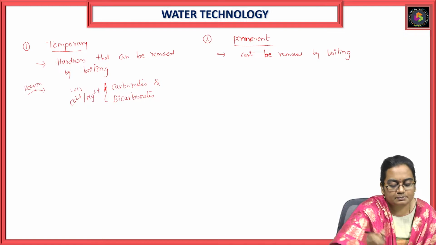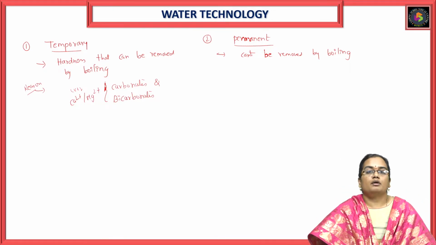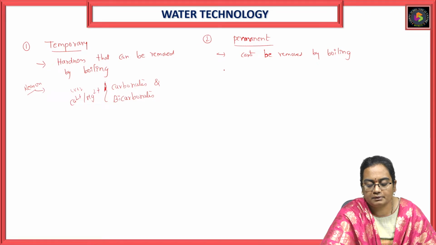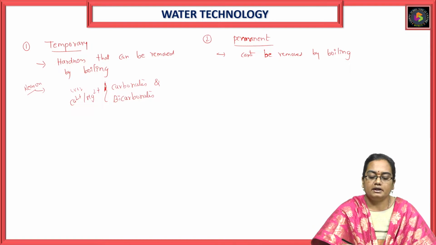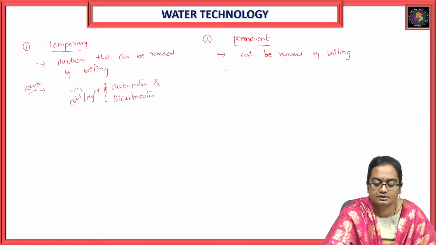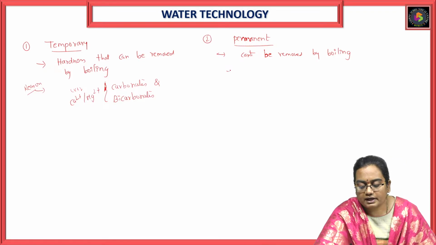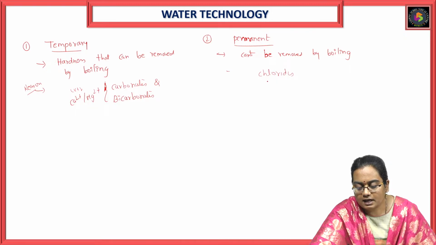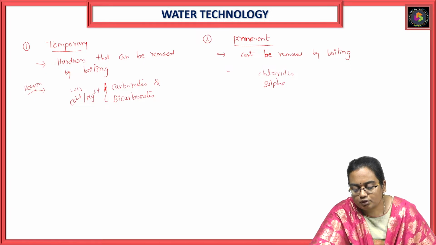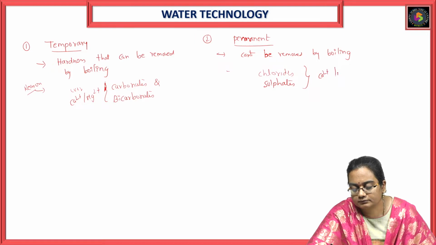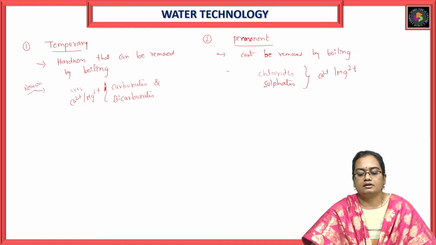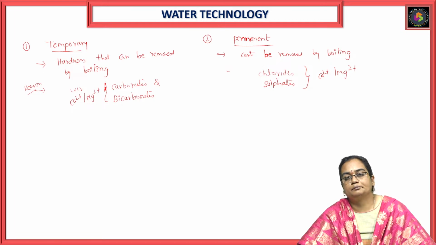So temporary hardness is mainly caused due to the presence of carbonates and bicarbonates of calcium and magnesium. Whereas permanent hardness is mainly caused due to the presence of chlorides and sulfates of calcium and magnesium.